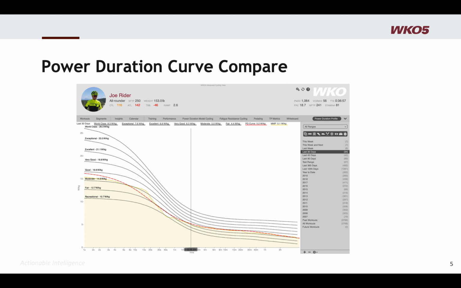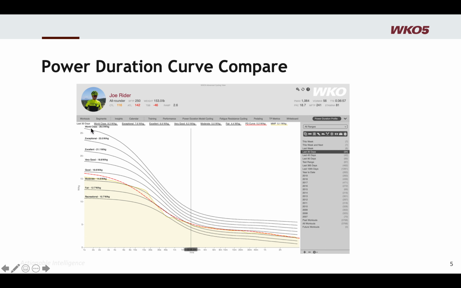First, we have a power duration curve. The power duration curve is an excellent starting point because what you're seeing here in the red line is your actual power duration curve. The yellow line is your mean maximal power over the time range. Not the best example. I have 30 days selected here, but okay, we can live with that. I should have selected 90 for an example, but I think you'll get the point.